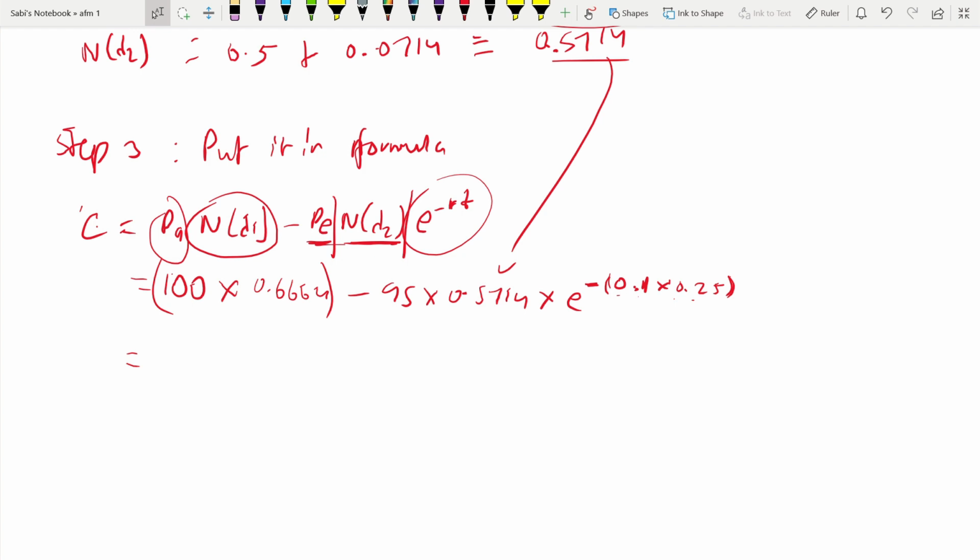It will give you 66.64, the 100 into N(d1). Then this part, the whole part I'm telling, will give you a value. This you can multiply in any order, because all three are multiplication.